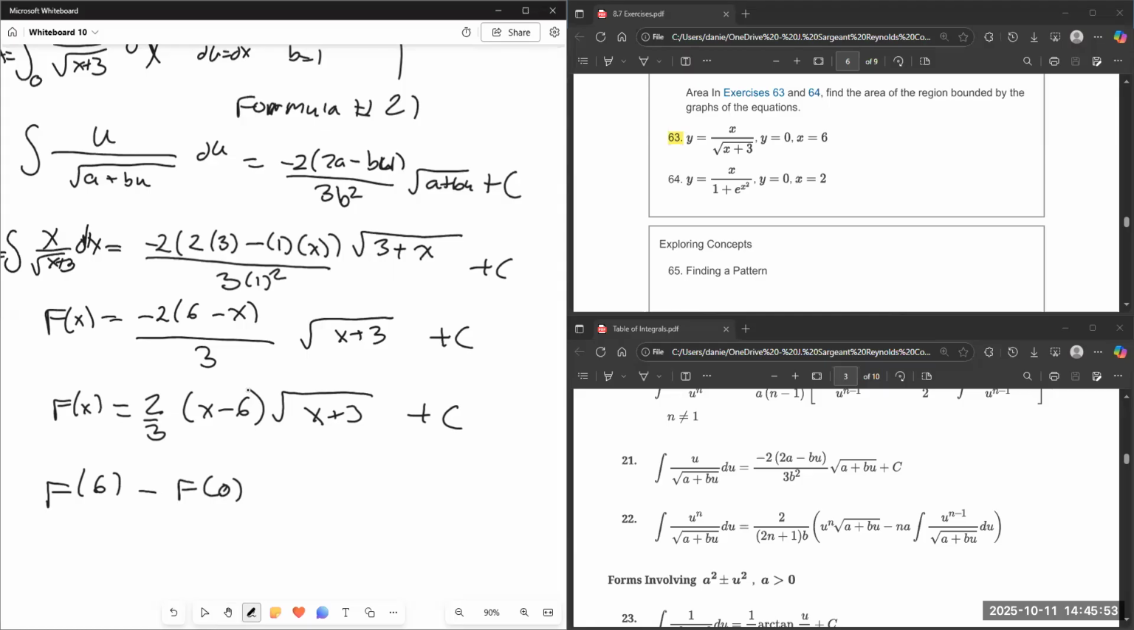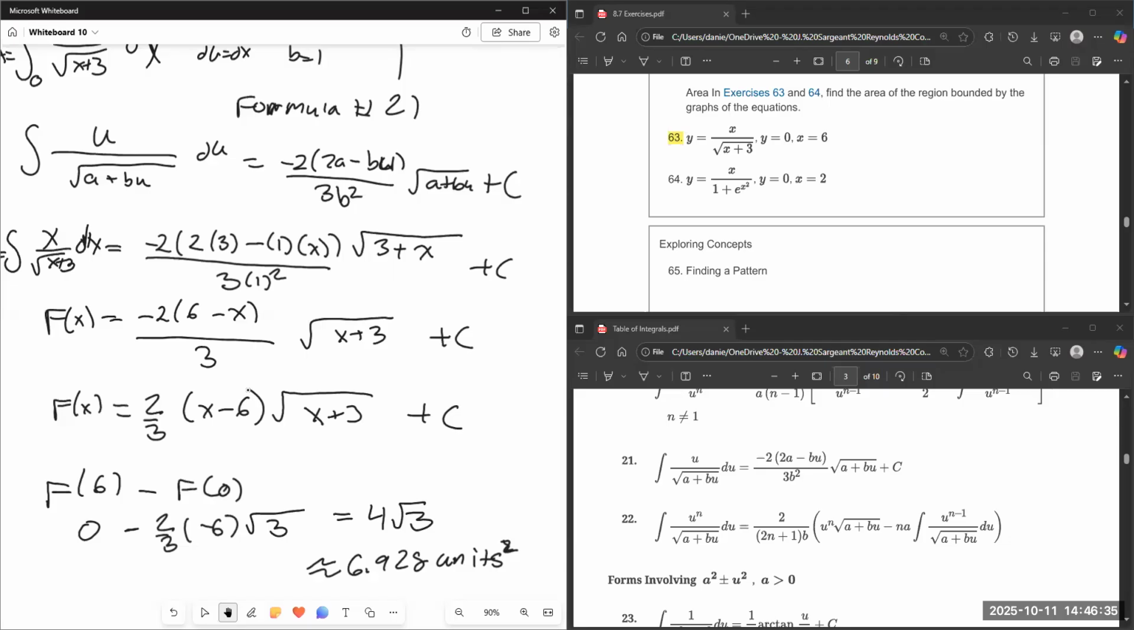So when I stick 6 into x minus 6, that's going to be 0 times all the other stuff. When I stick 0 in, this is 2/3 of negative 6 root 3. So that's going to be positive 12 over 3, which is 4 root 3. And that's approximately 6.928 square units, if you check that with your calculator.